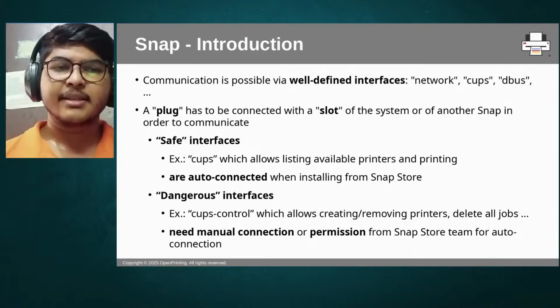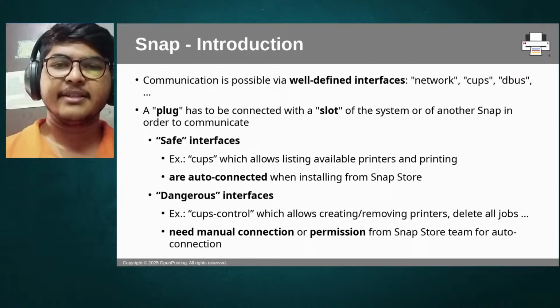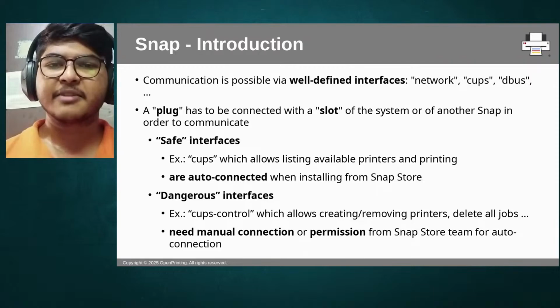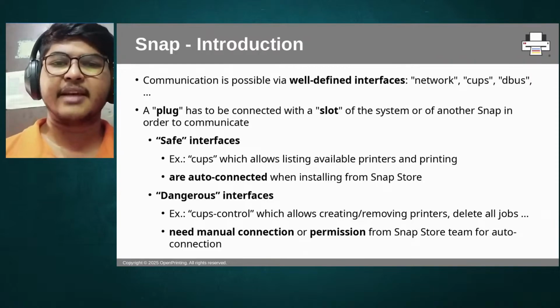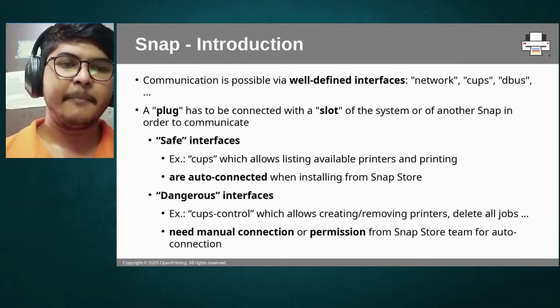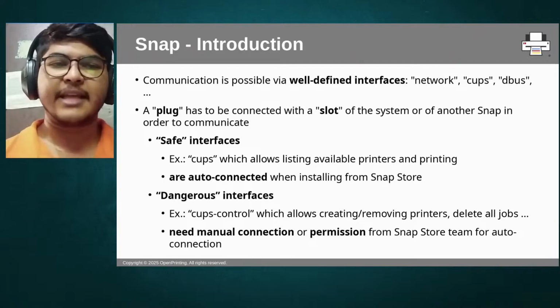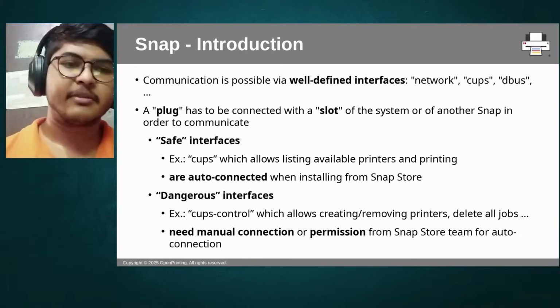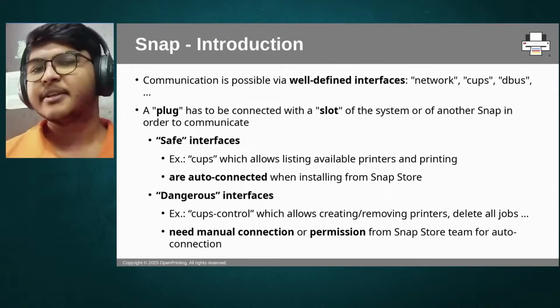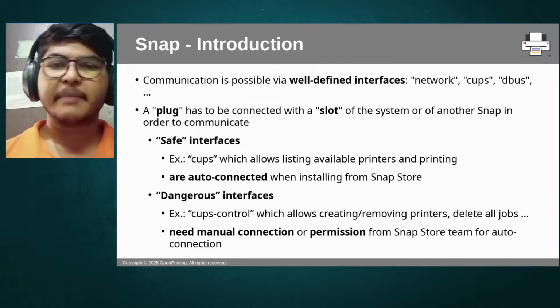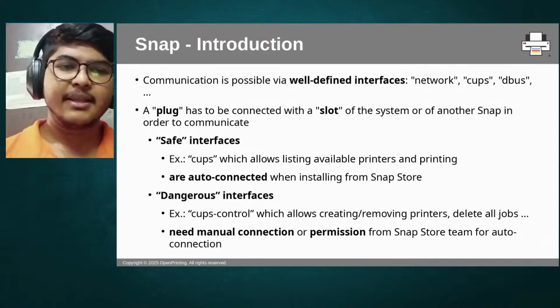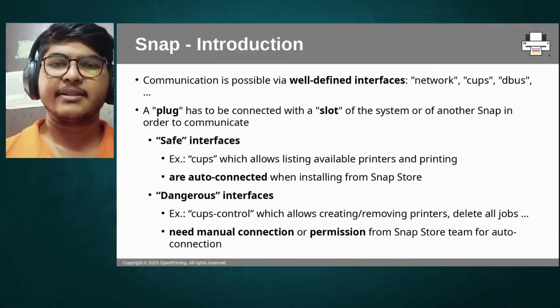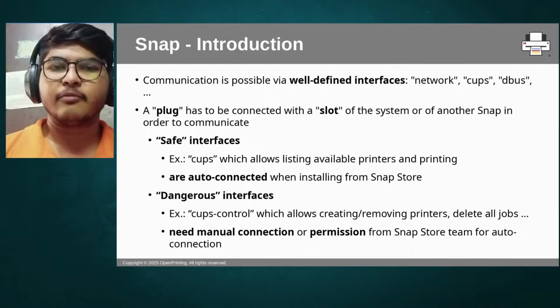So there are safe interfaces which don't really harm much. For example, the CUPS plug that just lists the available printers in your system, and these kinds of plugs are auto connected whenever you download your snap from the Snap Store. And then come the dangerous interfaces. So, for example, cups-control, or for example, password-manager-service. These kinds of plugs are kind of destructive. Using these kinds of plugs, destructive things can be done in your system.